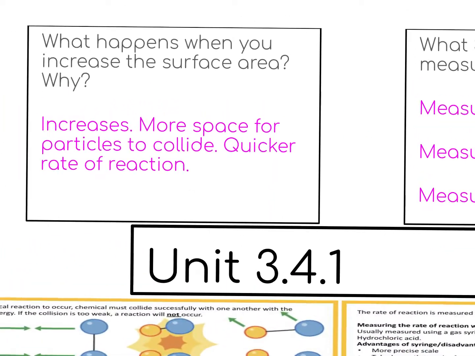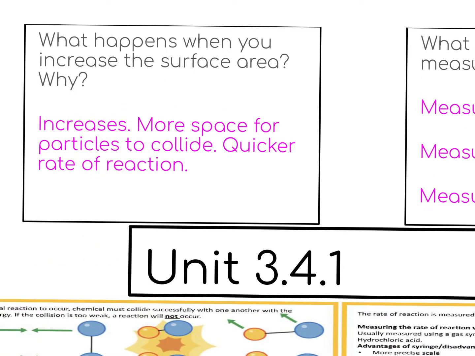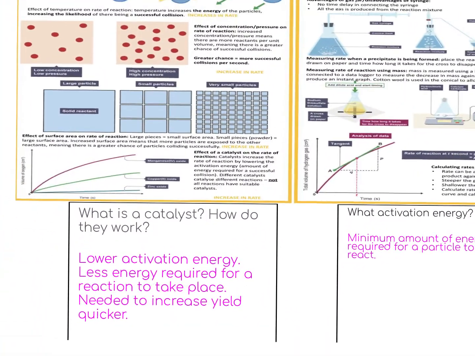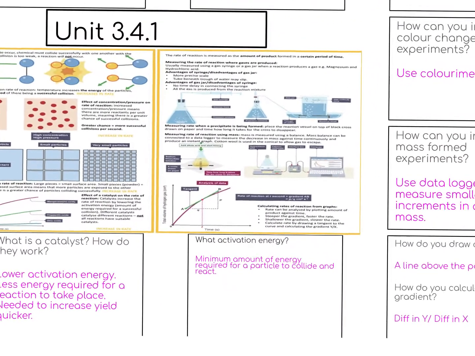Again, surface area increase is the rate, more space for particles to collide, quicker rate of reaction. And then finally a catalyst, they work by lowering activation energy. Less energy is required for a reaction to take place, needed to increase the yield quicker.